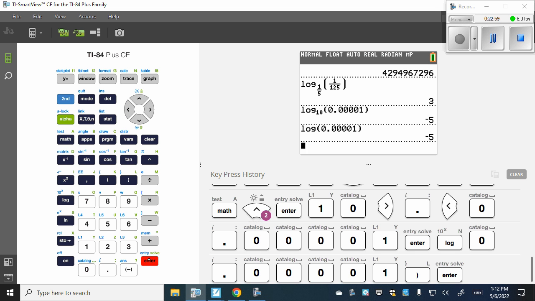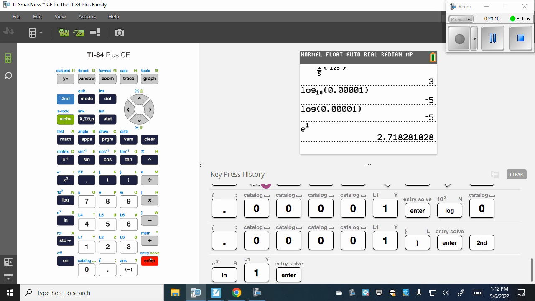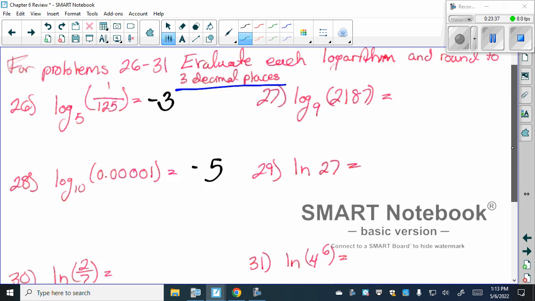e is our irrational number. e is approximately 1 plus 1 over x, to the x.